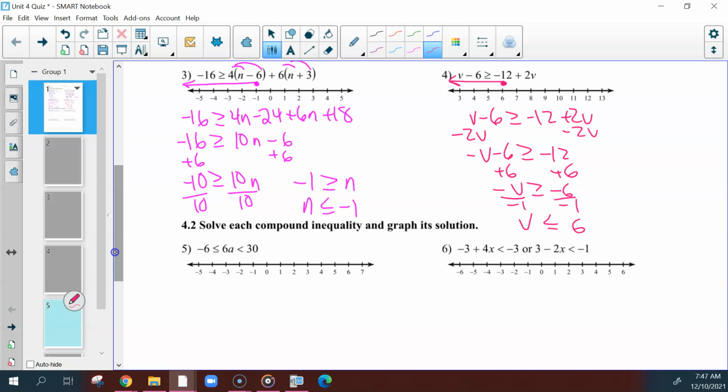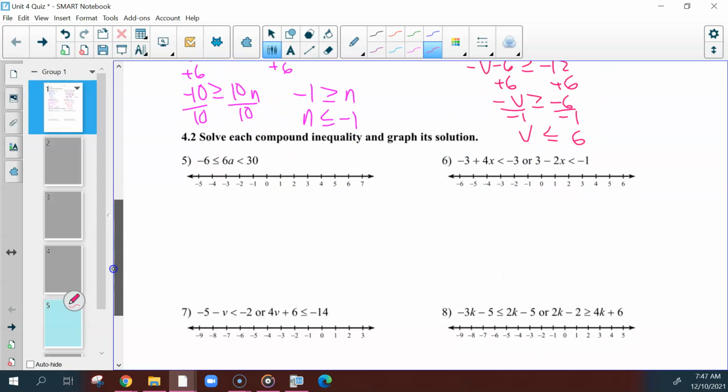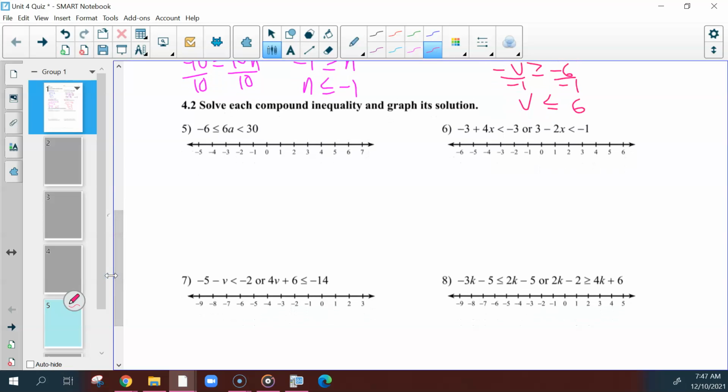For the most part, everyone did pretty well with this one. There were some issues with 4.2, more issues, I should say.